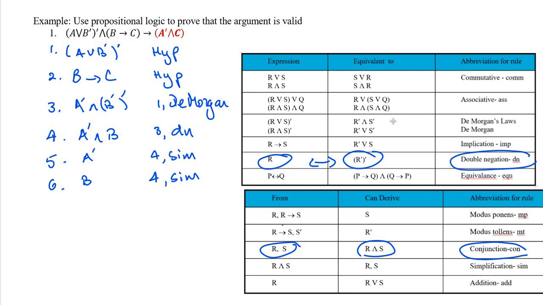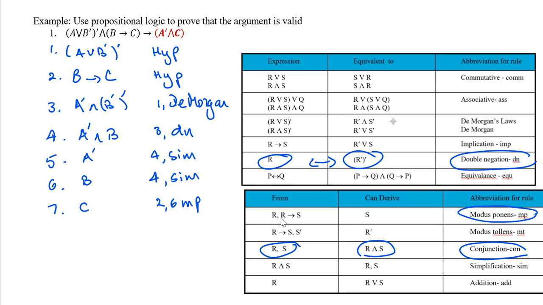Now, not A is true, so I'm halfway done. All I need to prove is that C is true. How do I get C is true? Well, since B is true and B implies C, therefore C, and that is 2, 6 MP. That's an inference rule, the MP. So we reach that C is true.